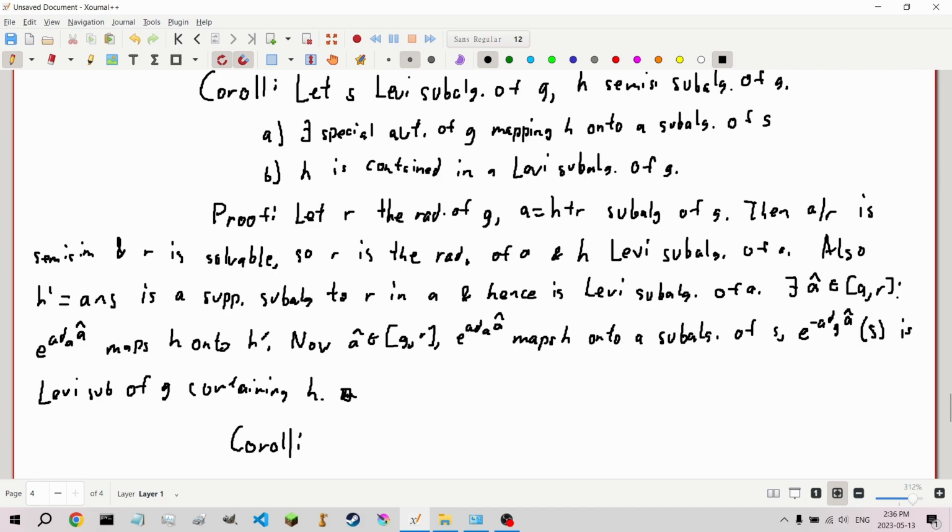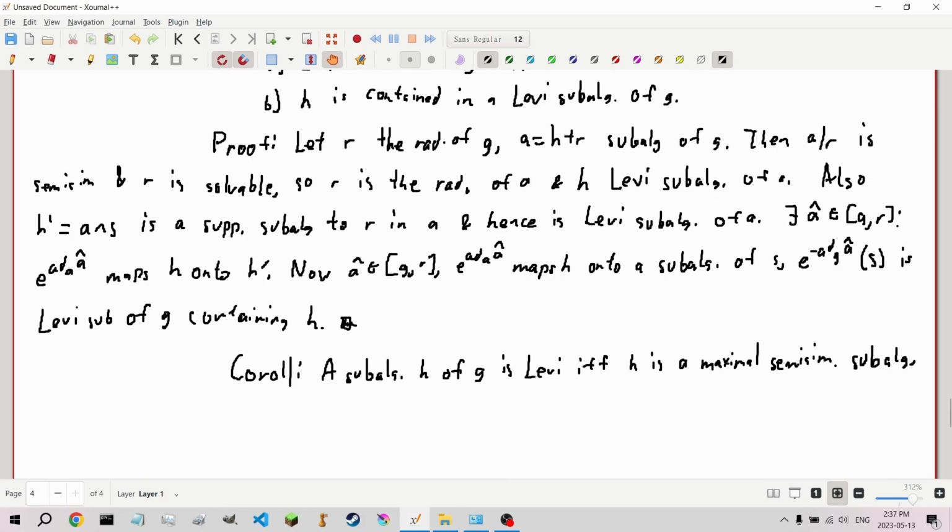And there's a second corollary, which is an immediate consequence of the first corollary. A subalgebra H of G is a Levi subalgebra if and only if H is maximal and semi-simple as a subalgebra. And that follows immediately from above.